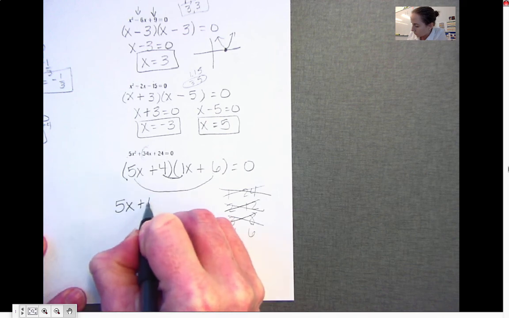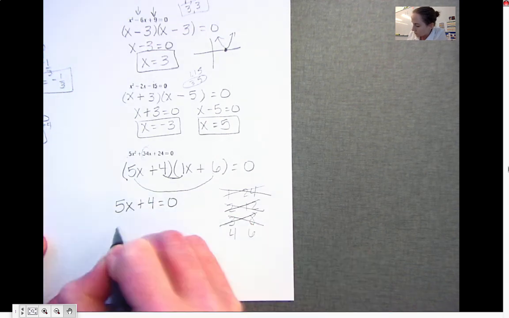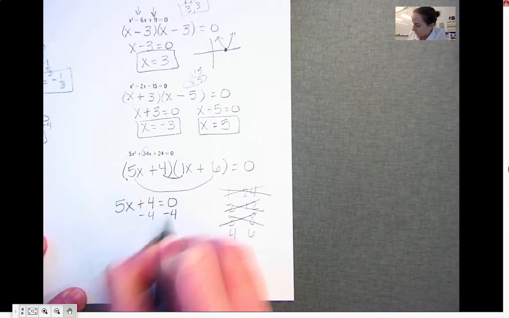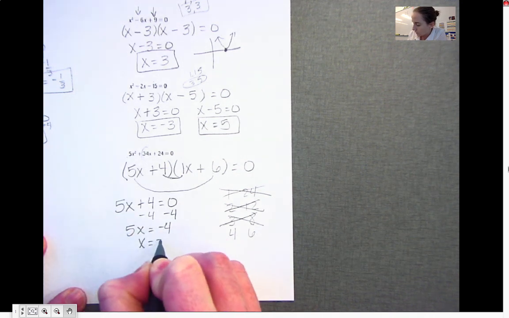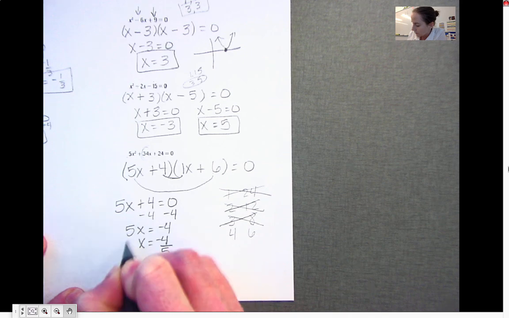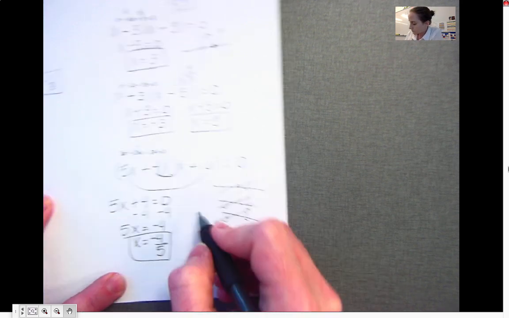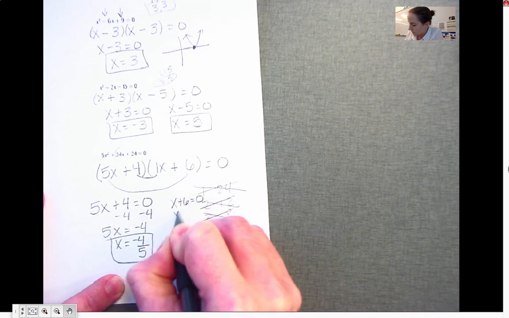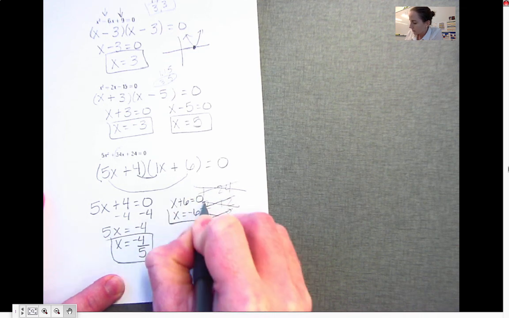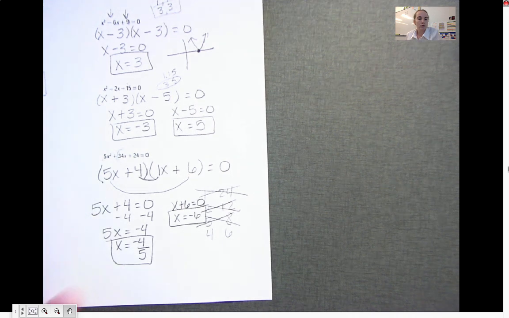5x plus 4 equals 0. Minus the 4, 5x equals negative 4, so x equals negative 4 over 5. And then x plus 6 equals 0, x equals negative 6. So if you're feeling uncomfortable with factoring, please make sure to rewatch those videos because we're going to be doing a lot of it. But this is how you solve quadratics by factoring.